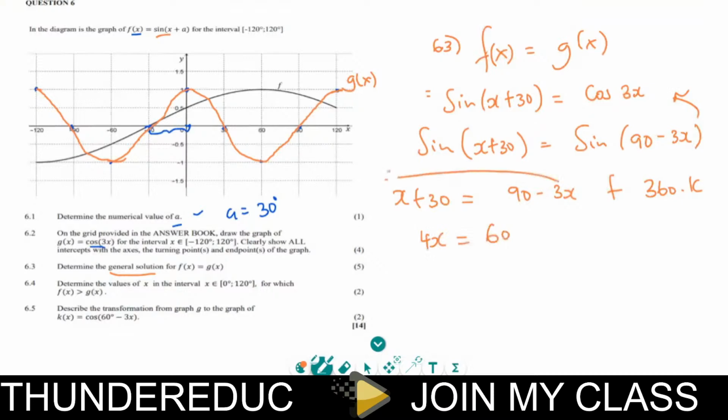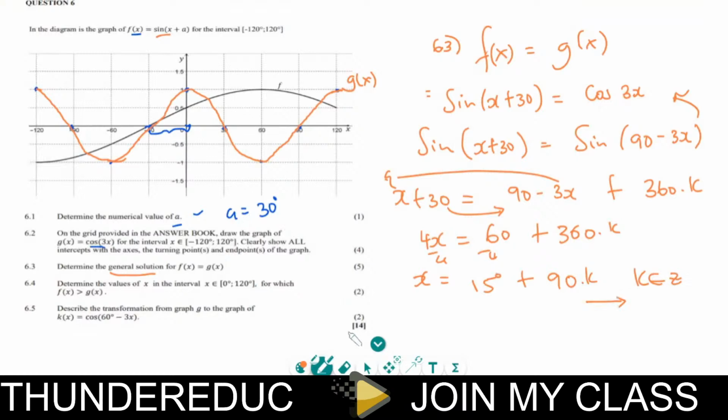When this 3 comes this side, it's a plus. The 30 goes that side, it's a minus. Plus 360 times k. Then when I divide through by 4, x becomes 60 divided by 4 is a 15. So 15 degrees plus 360 over 4, that's a 90 times k. And then k is a set of integers. So this is one of the solutions.